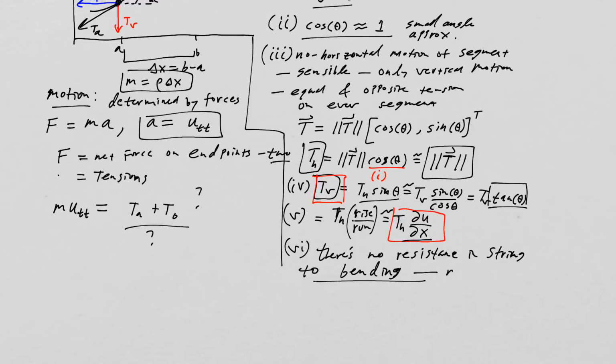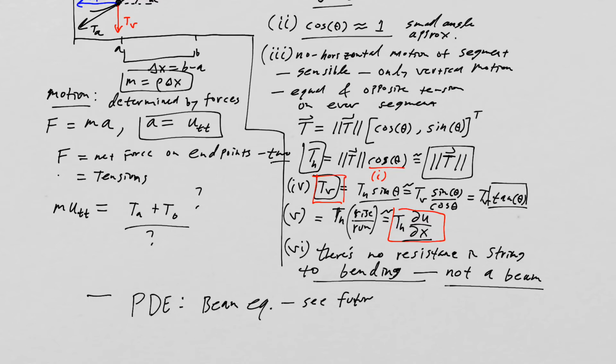So what we can really say here is that this is not a beam. We're not modeling a beam, okay? In fact, there is a PDE called the beam equation. Of course, we're going to have to see that in a future video. And let's think about what it means that there's no resistance to bending.